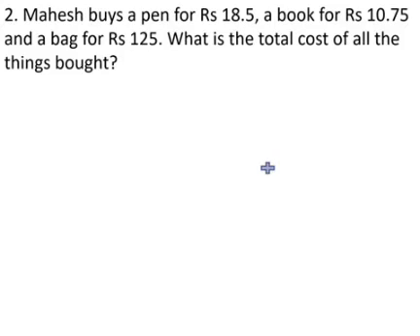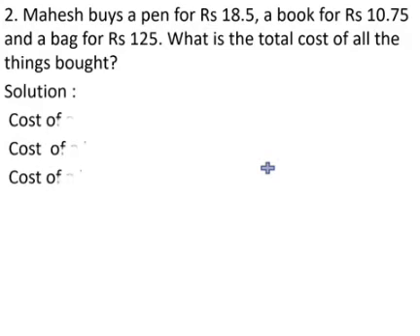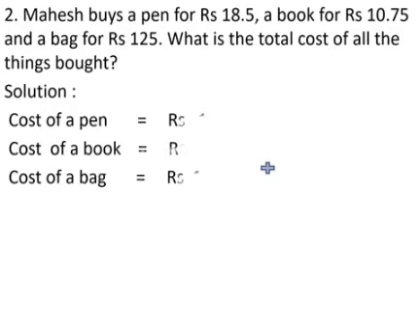So after that, let us write the solution. Let us frame the statements. Cost of a pen equals rupees 18.50, that is 18 rupees 50 paise. Cost of a book, 10 rupees 75 paise. Cost of a bag, 125 rupees. So here for 125, we can keep the decimal point and add two zeros there.